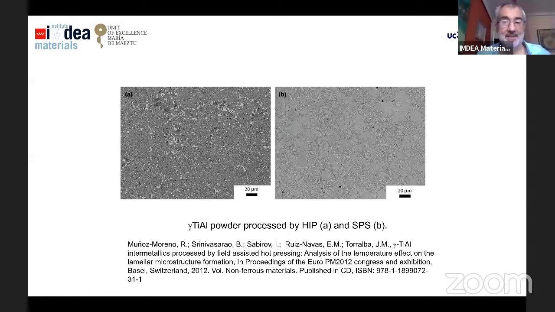Just for finishing, I want to say that powder metallurgy is a really flexible technology. We can use many different PM technologies for the same material. Here is one example in which we have a gamma titanium aluminide processed by hot isostatic pressing on the left and spark plasma sintering on the right. See that the microstructure here shows some grain growth of some of the phases, and here we have a more conventional basket microstructure for this kind of material.